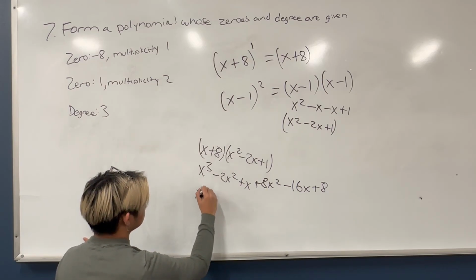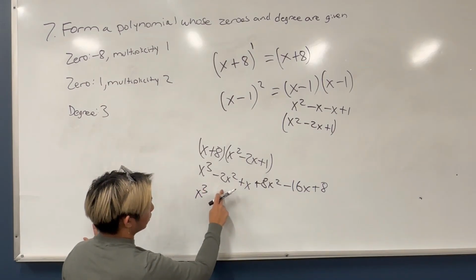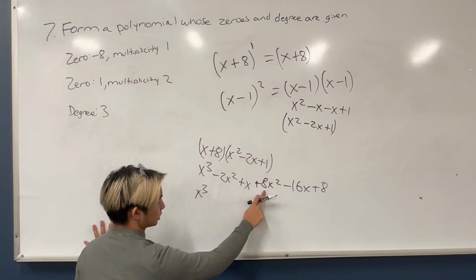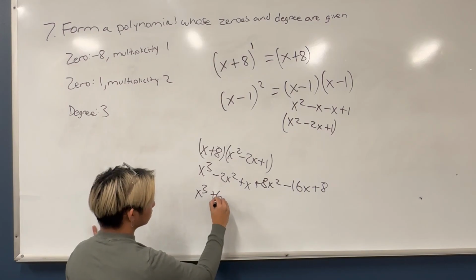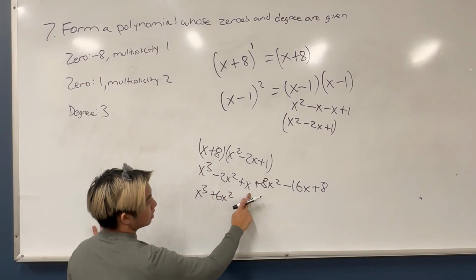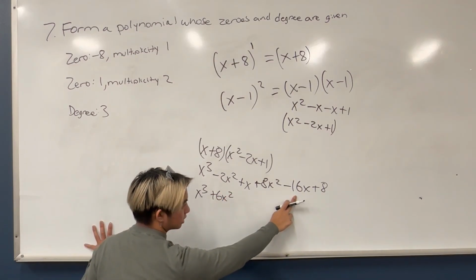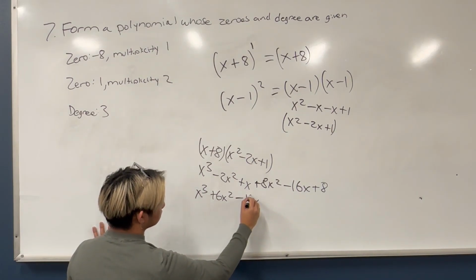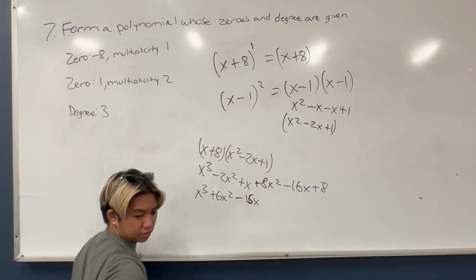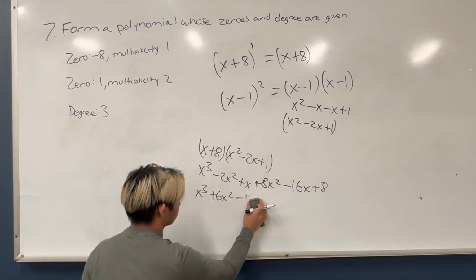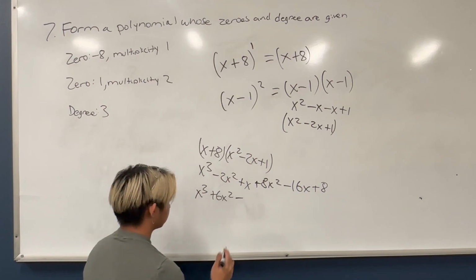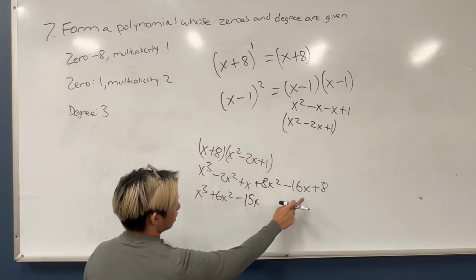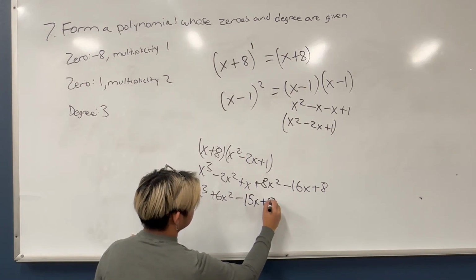So this gives me x cubed. And then we have x squared here and x squared here. So we have -2 and plus 8, so I'm left with plus 6x squared, right? And then you have a plus x and negative 16x, so this gives me negative 15x. Ooh, that looks terrible. Give me 1 second. Oops. Negative 15x, right? And then we're left with plus 8.